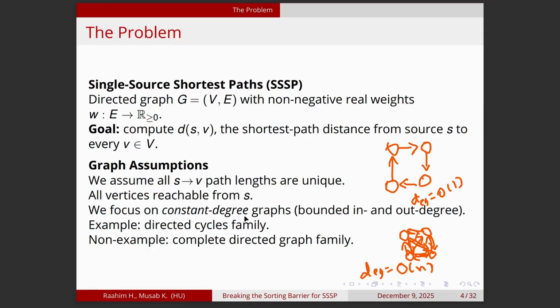And what exactly is a constant degree graph? Let's think about families of graphs. Let's talk about a cyclic graph. Here you see that every node has an out degree of 1. So this is constant degree because the degree is 1. But if you talk about the family of complete directed graphs, the number of edges from a particular node is n. And so this is order of n degree. It is not constant degree. And this sort of goes back to that idea of a sparse graph.